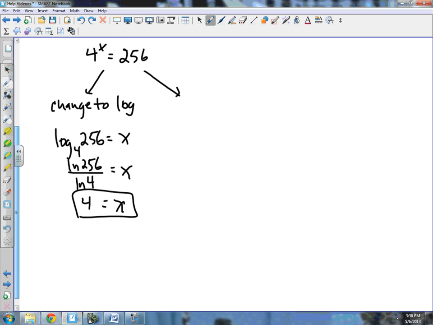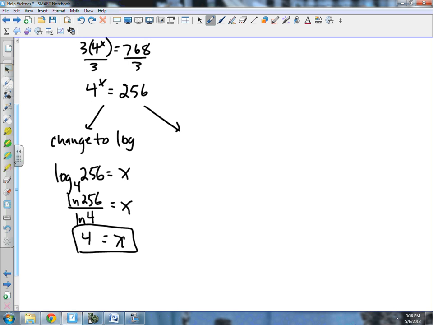The other way you could do it, which is the way that I taught my students, is you see, it's just an operation you want to do to both sides. So I would take the ln of both sides.